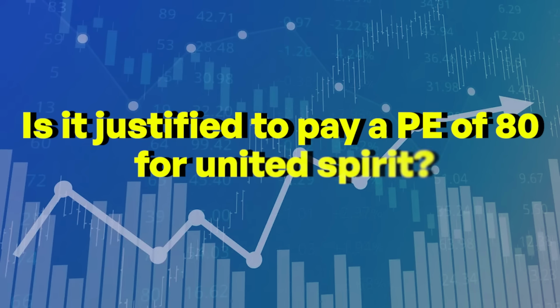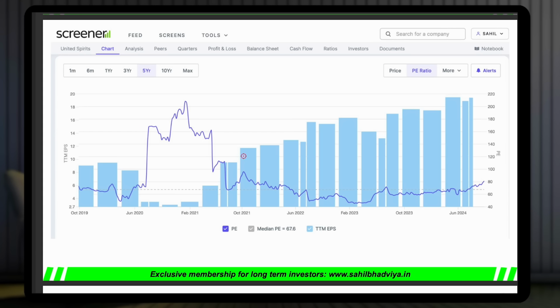But is it justified to pay a PE of 80 for United Spirits? So one way to look at valuation is by comparing with the median PE of the last 3 to 5 years. Historically, United Spirits has always commanded a premium. So you can't expect the company to trade at a PE of 20-30. But today, the PE is slightly high, around 20-30% above the median.